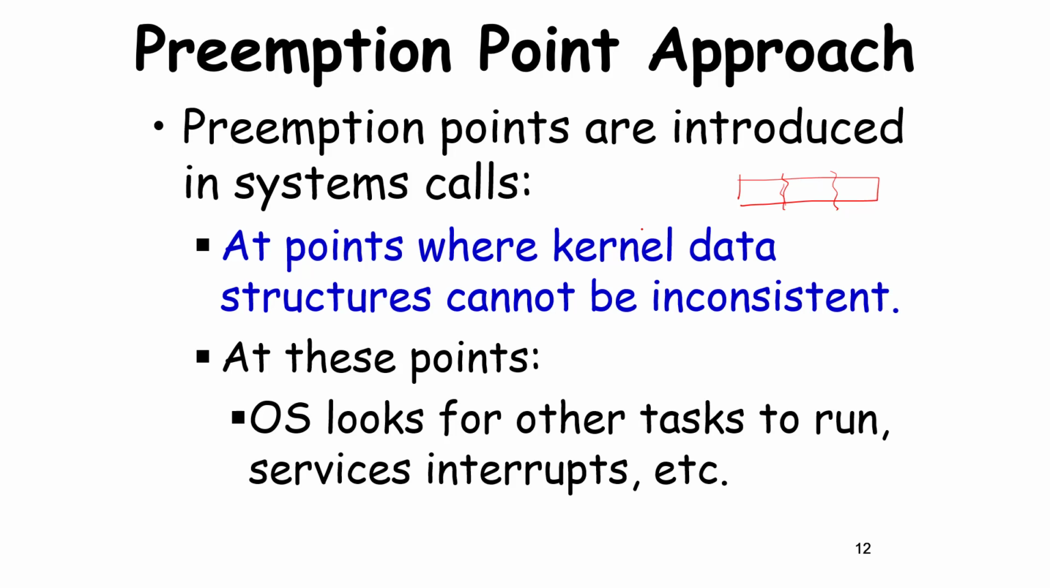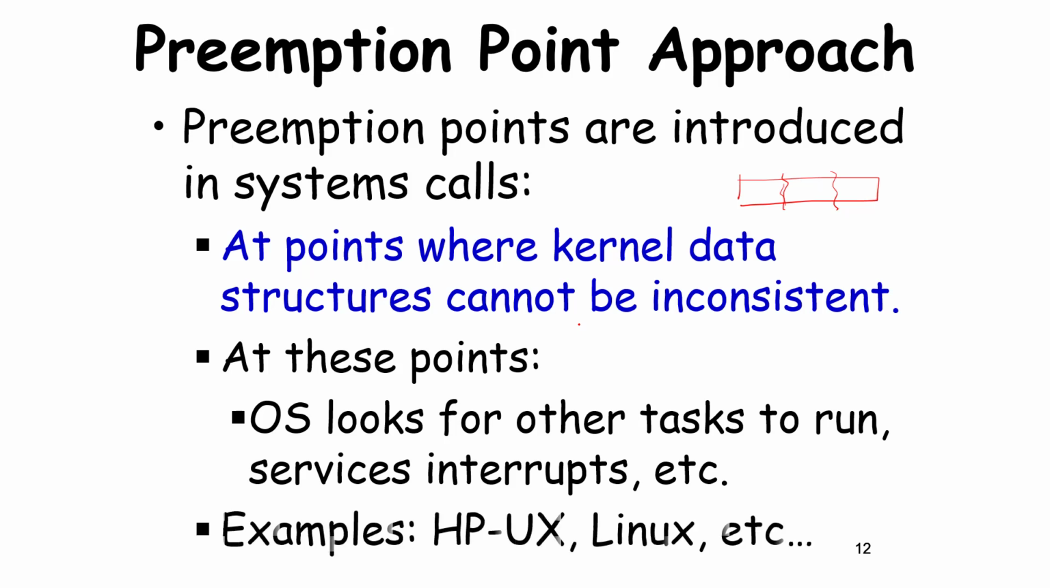It can either run them, which will give the kernel a better response time, or it can schedule other real-time tasks. Some examples of large operating systems that support preemption points are HP-UX, Linux, and so on.